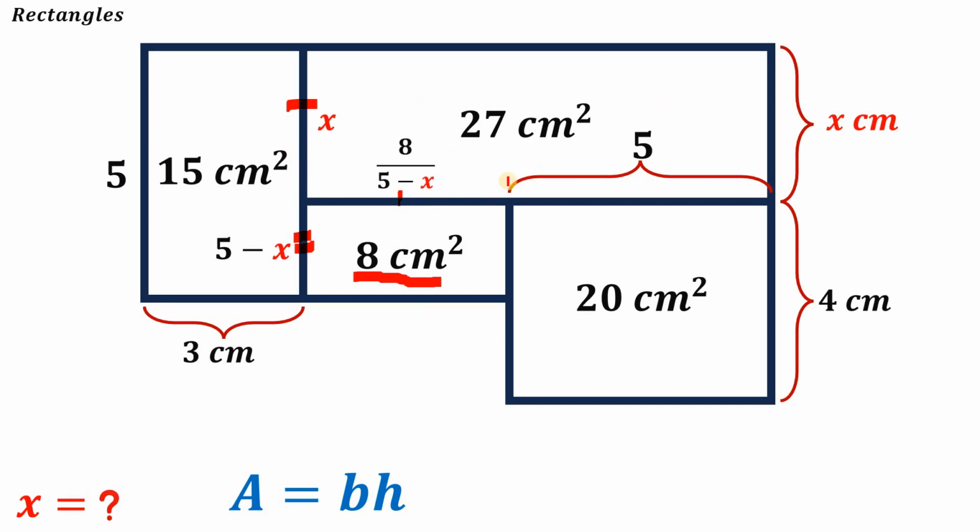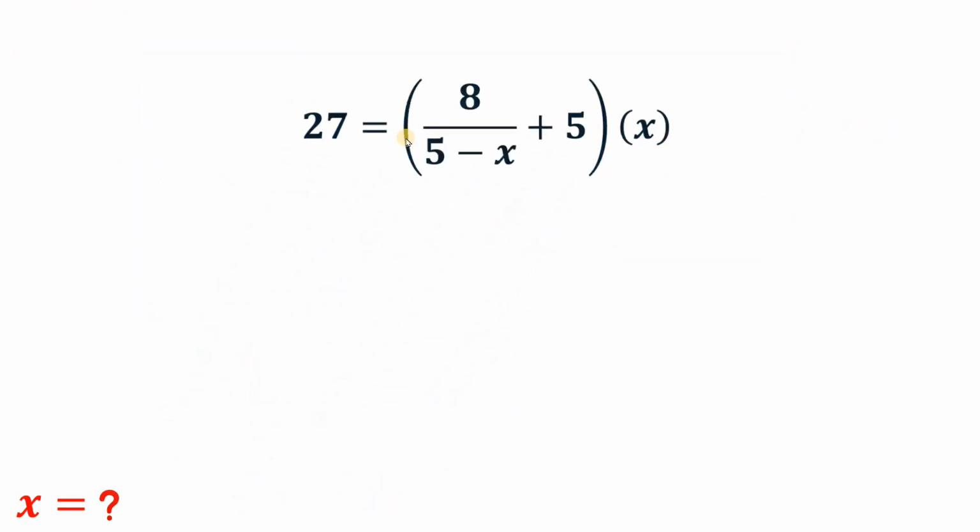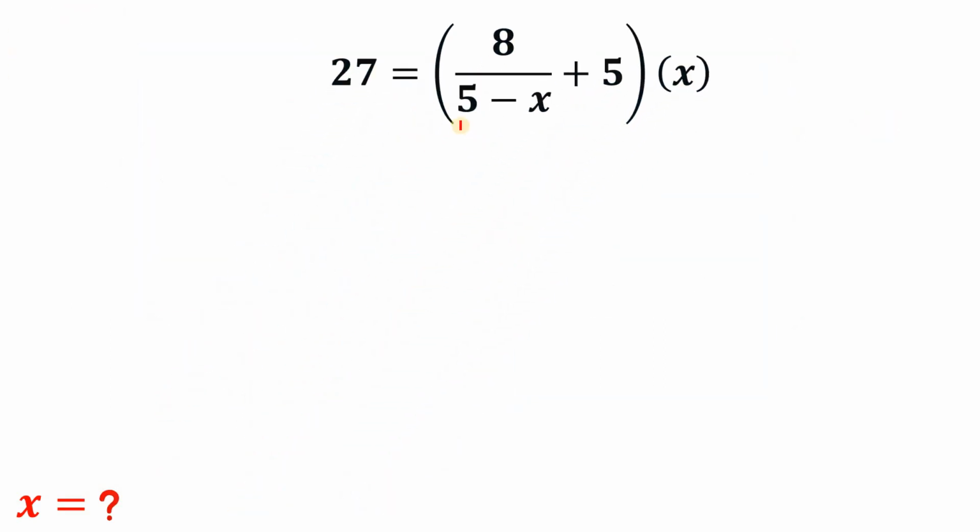Now at this point, we can now focus on this rectangle with an area of 27 square centimeters, because using the formula of an area, we know the area, which is 27, we know the base, which is 8 over 5 minus x plus 5, and we know the height is x. So we can now solve for the value of x in this equation. So now let's focus on this equation and let's figure out what is the value of x.